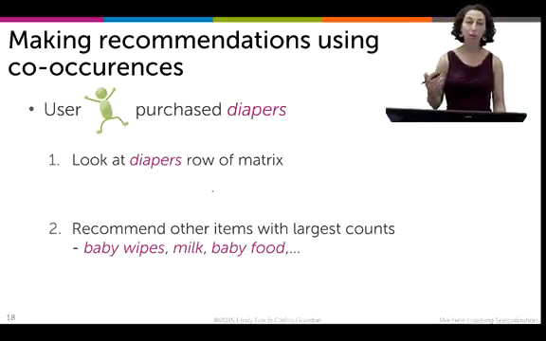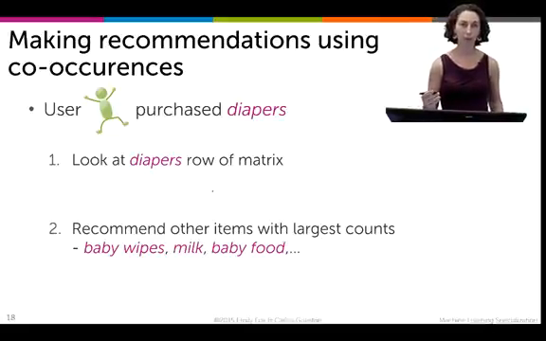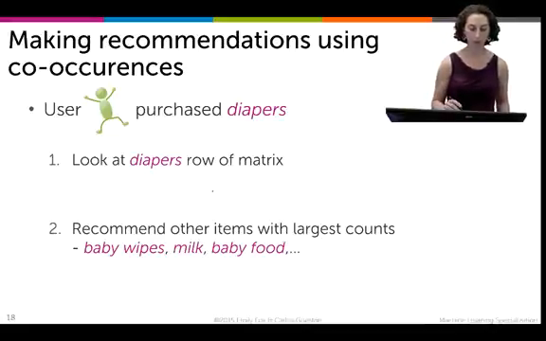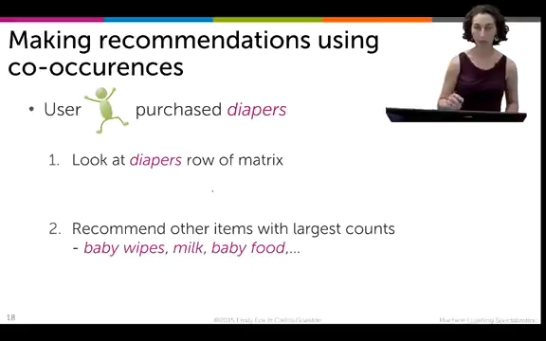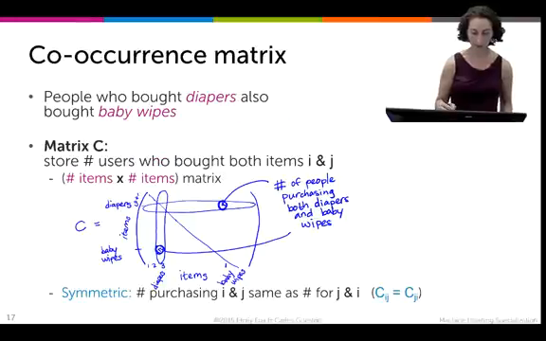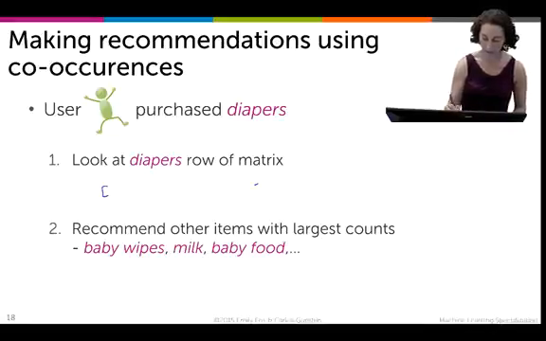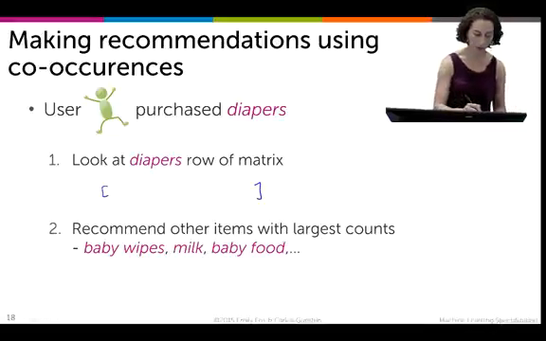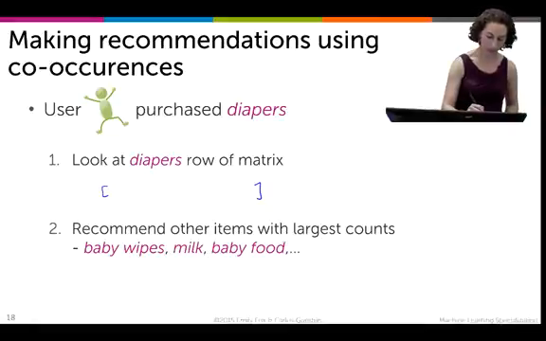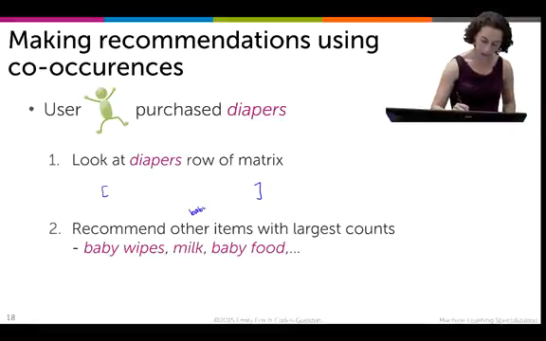Okay, but now let's talk about how we're going to use this co-occurrence matrix in order to make recommendations. And it's really, really straightforward. Let's say that a user has just purchased diapers and I want to make some recommendation for them. What I'm going to do is look at the diapers row of this matrix. So if we go back to that C matrix here, I'm going to grab out this diapers row and just draw that row here. What this row has is how often people bought diapers, and remember, baby wipes was one of the items.